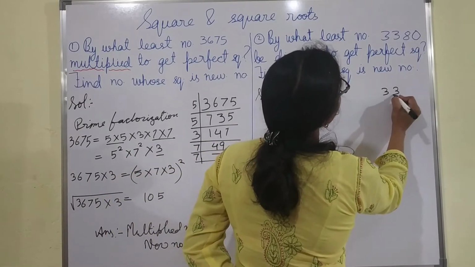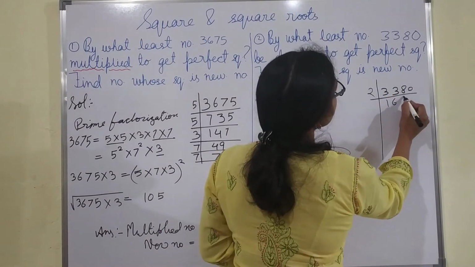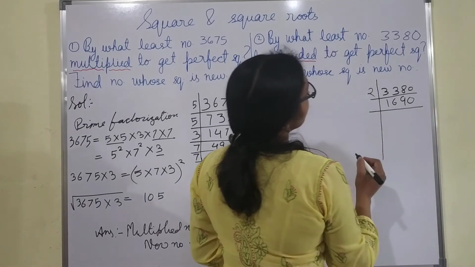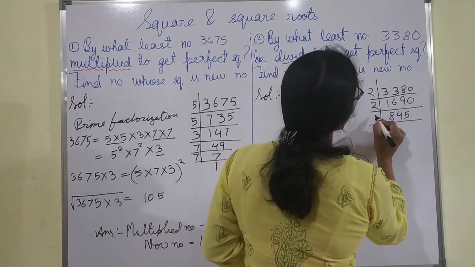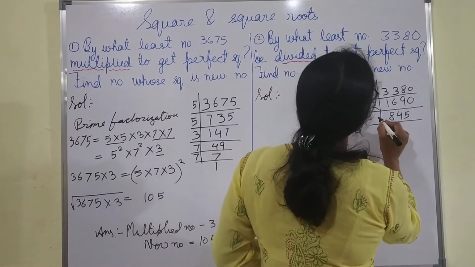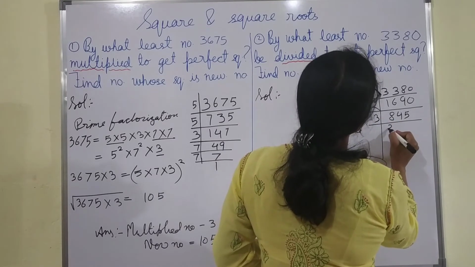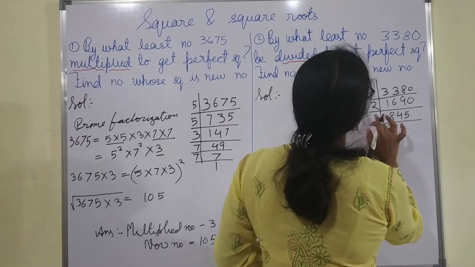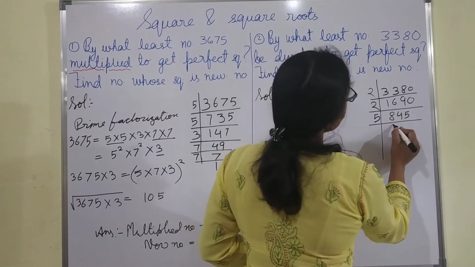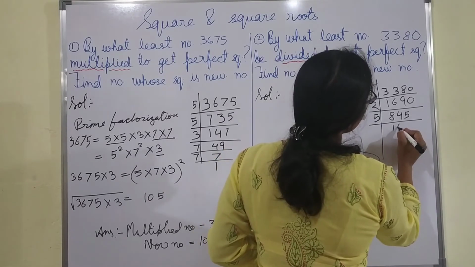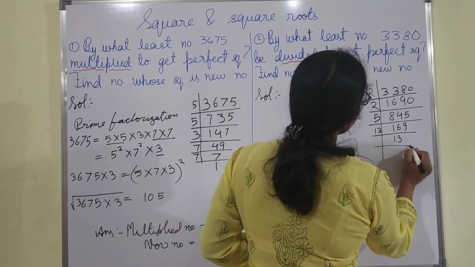So 3380: 2 ones are 2, 2 sixes are 12, 2 nines are 18, 0. Now 2 eights are 16, 2 fours are 8, 2 fives are 10. Now 5 ones are 5, 5 sixes are 30, 5 nines are 45. 169 is the square of 13.